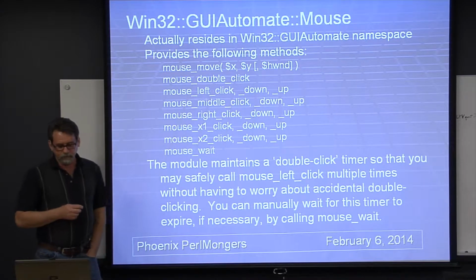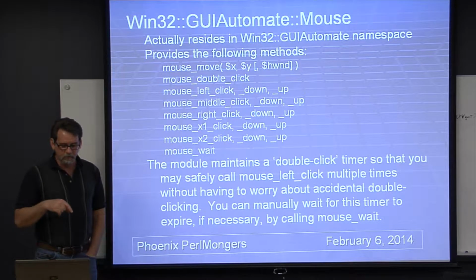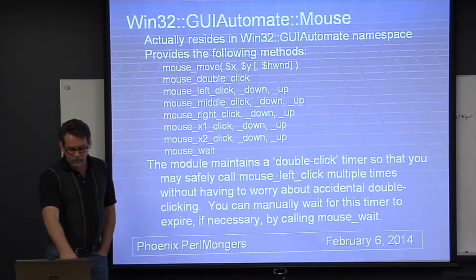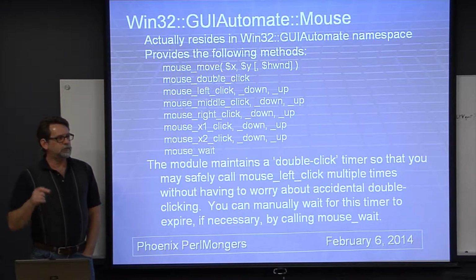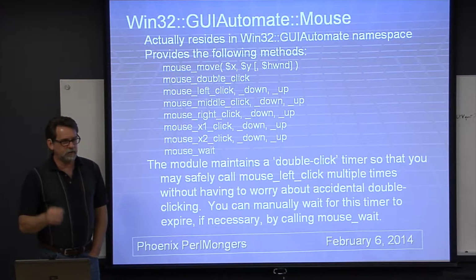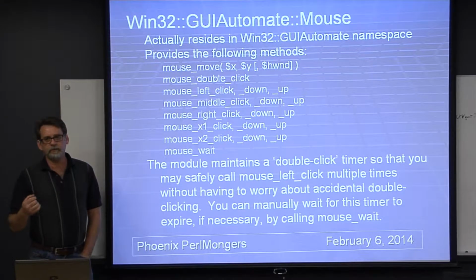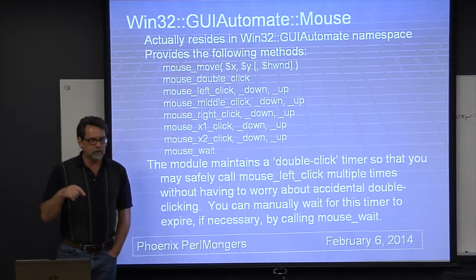So you can double click the mouse, you can left click it or push the left button down, and you can let it back up again. Middle button, right button, and I guess there's an X and X2. I don't know what those are. And then this is an important feature. There's a mouse wait because I implement a double click timer in there so that when you click, it starts the timer. And then if you say left click again, it will wait for the timer to expire before it does another left click. Otherwise, you'll accidentally double click. So when you press double click, then obviously internally it doesn't wait for that timer to expire. But if in your script you say left click, then left click, you don't expect a double click. So the timer will take care of that for you.